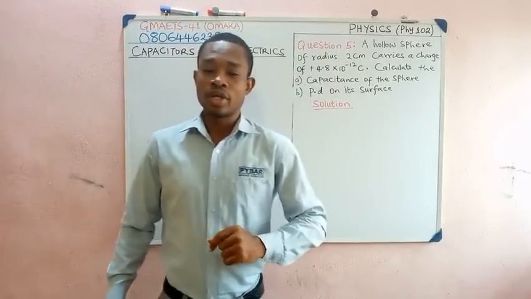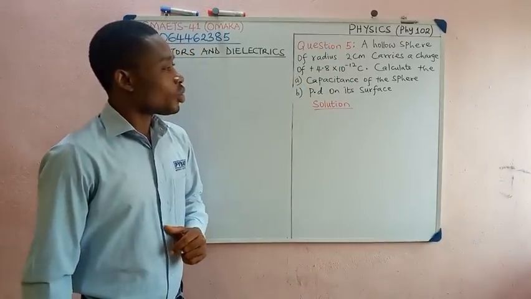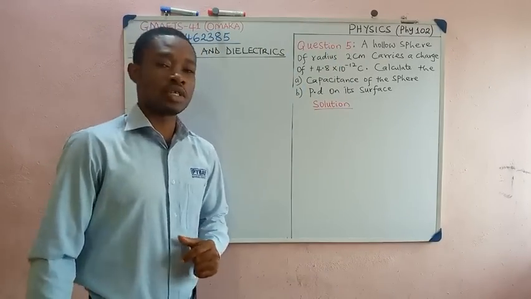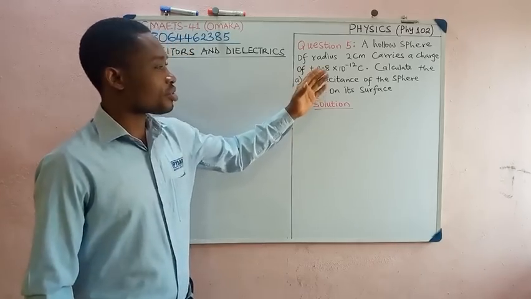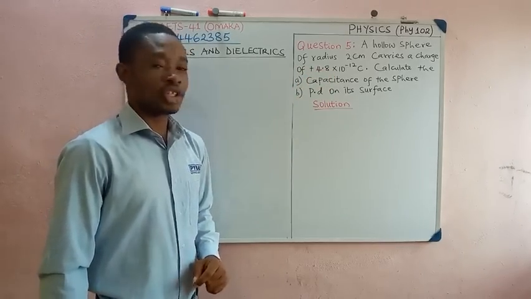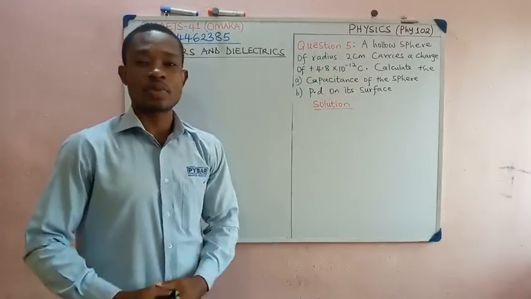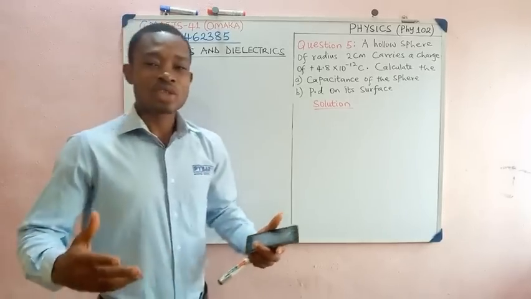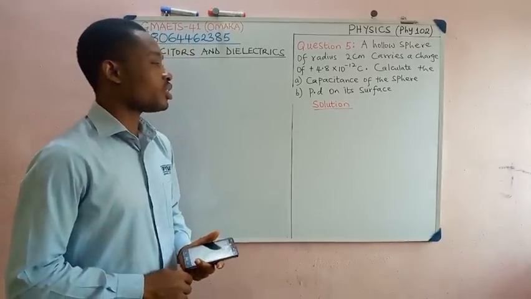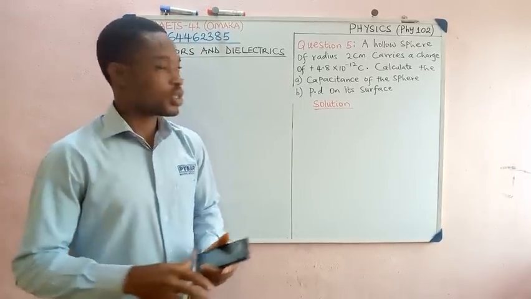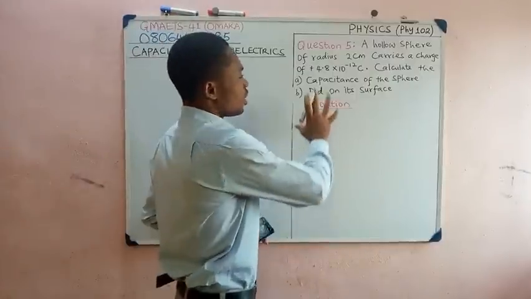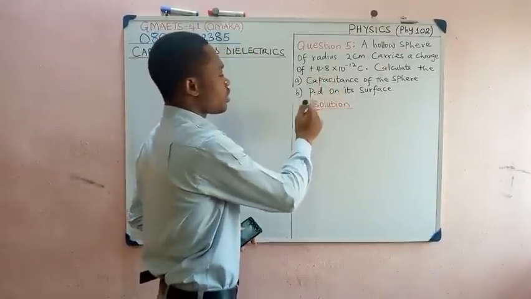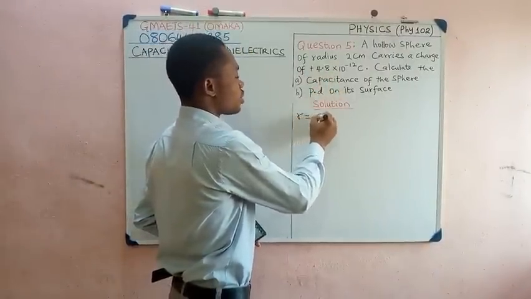In this video, we're going to look at a question on a hollow sphere of radius 2 cm carrying a charge of plus 4.8 times 10 raised to the minus 12 Coulomb. We are asked to calculate the capacitance of the sphere and then the potential difference on its surface. Now, to attempt this question, first of all, let's bring out the parameters from the question.